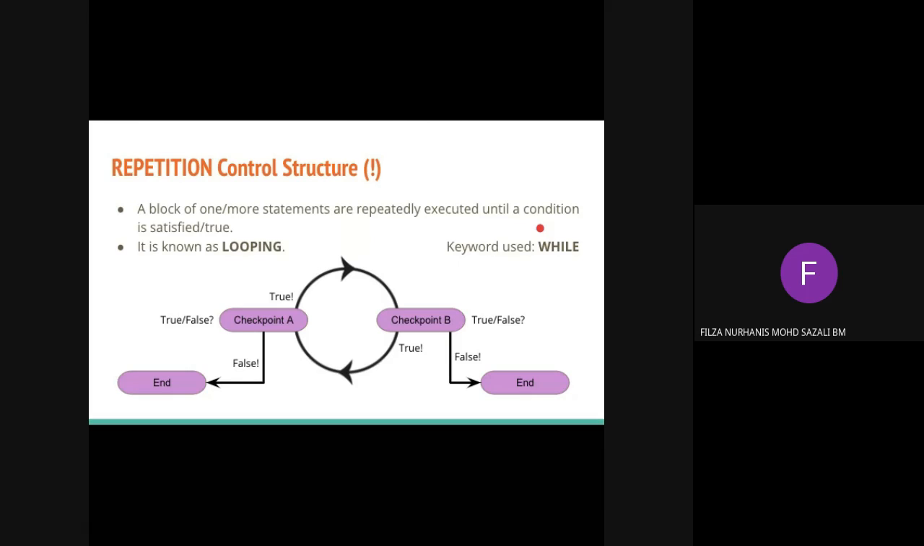So next is repetition control structure. So repetition control structure is a block of one or more statements that are repeatedly executed until a condition is true. Okay, it is also known as looping.